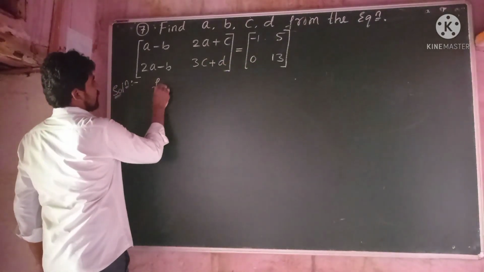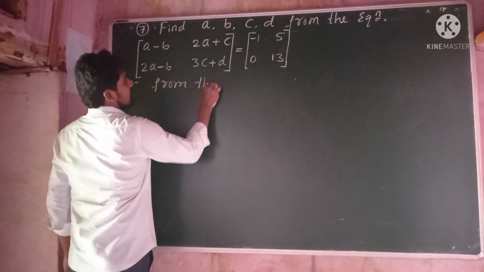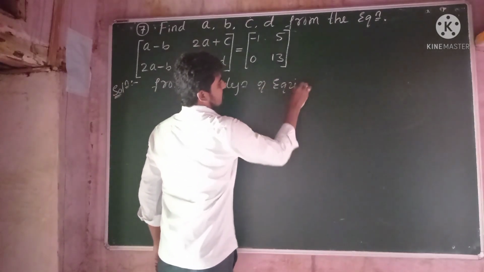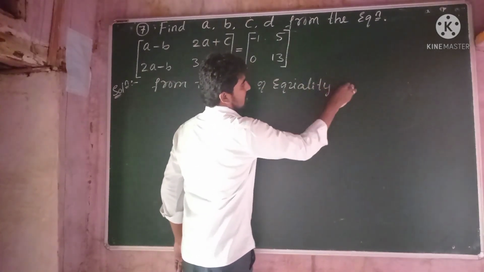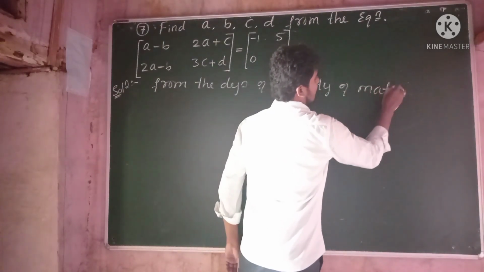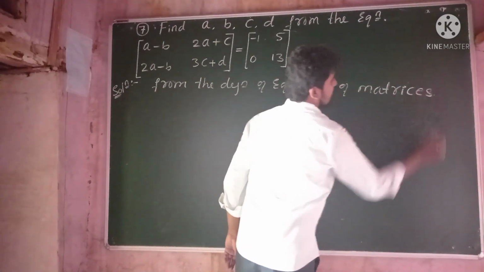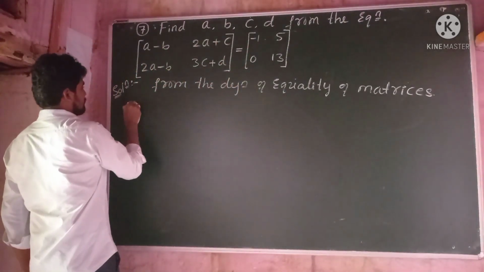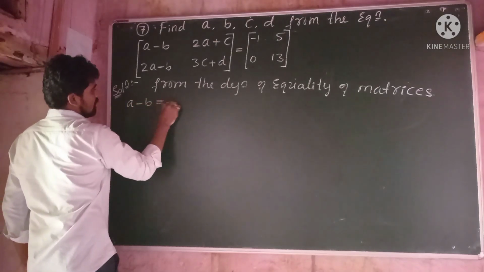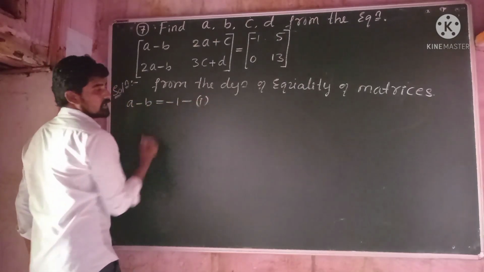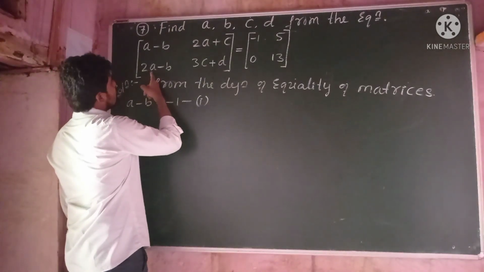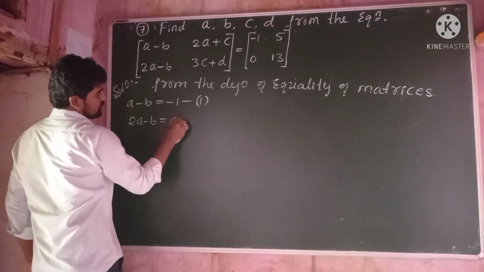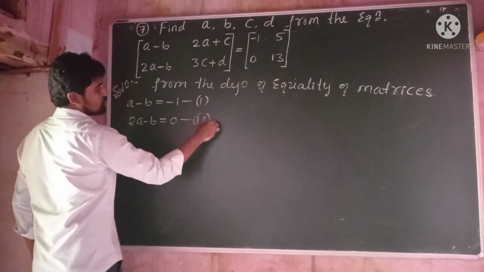So hence, from the definition of equality of matrices, corresponding elements are equal. So A minus B is equal to -1. Call it equation number 1. And 2A minus B is equal to 0. Call it equation number 2.